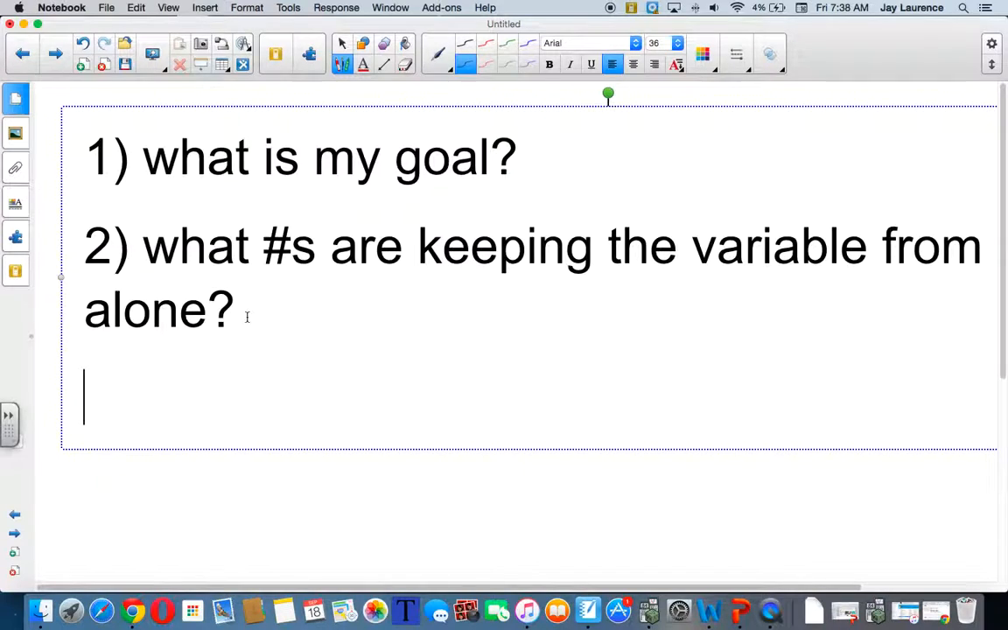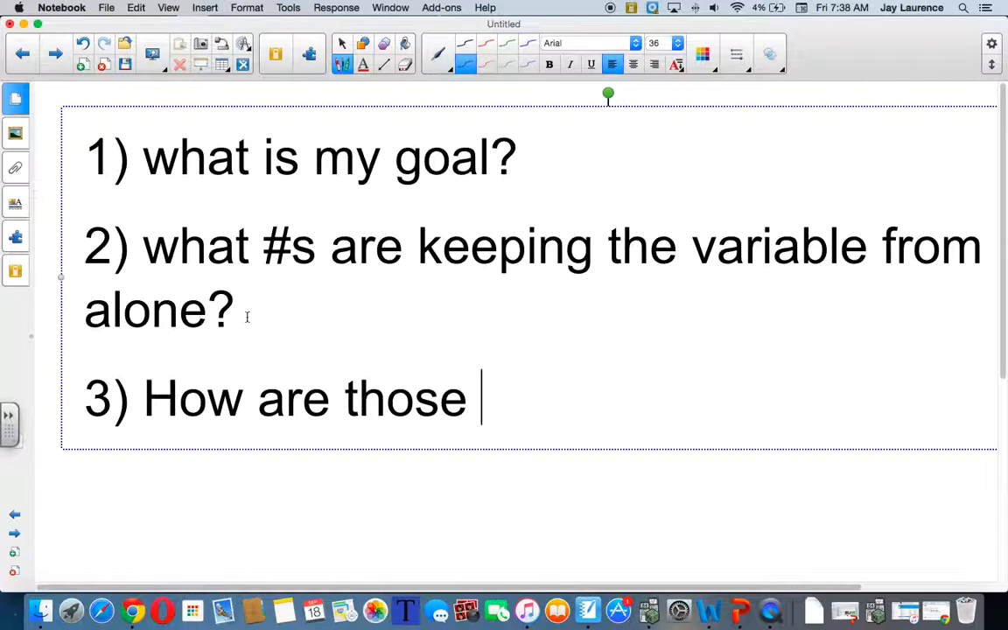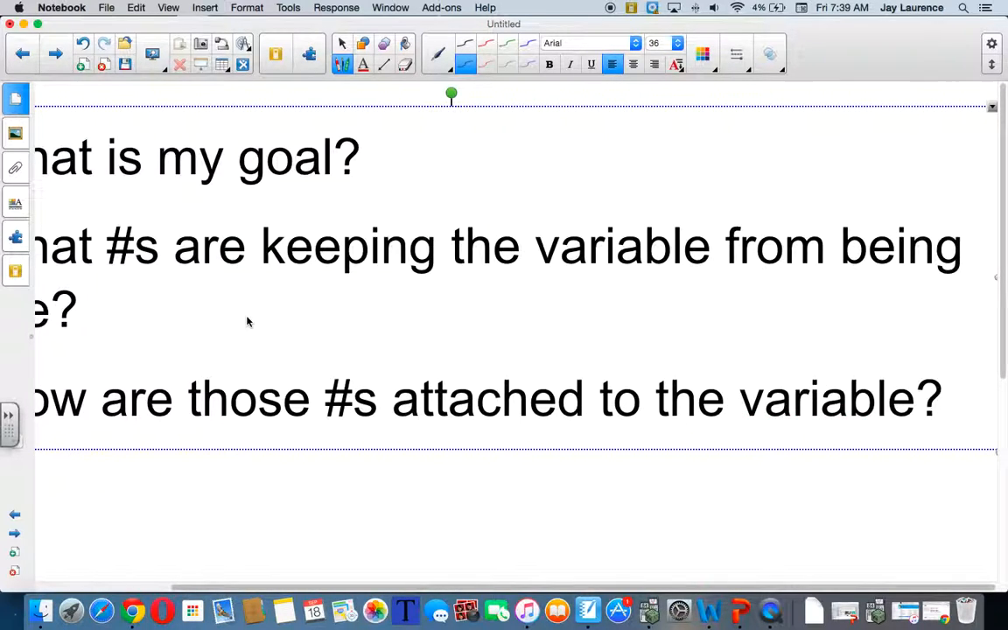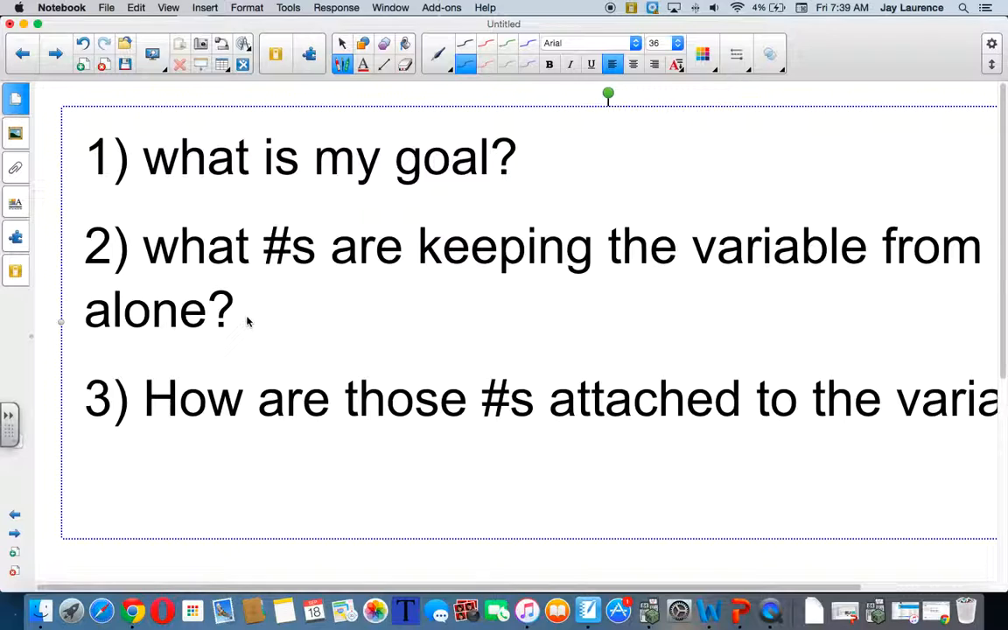All right, the third question I ask myself is, how are those numbers attached to the variable? And that will always be answered with an operation, right? An operation will always do that.